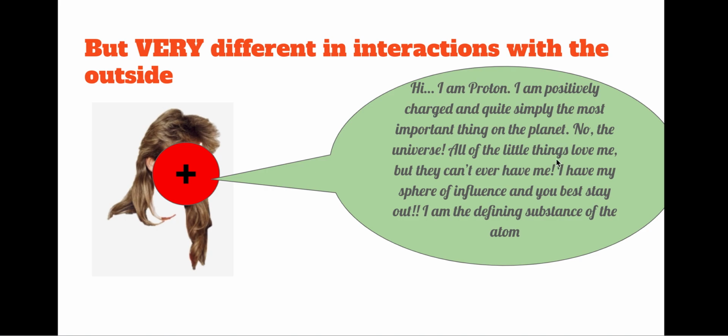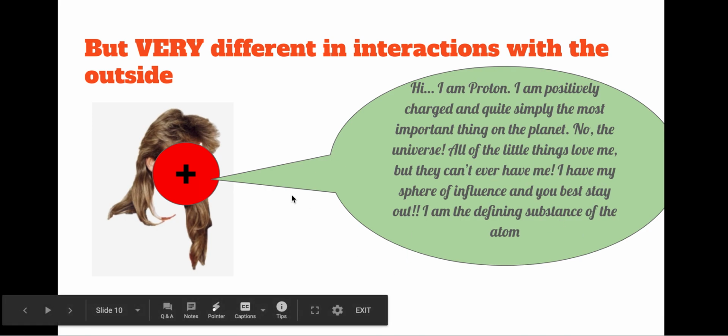Electrons are attracted to him. All the little things love me. Those are the electrons that love him. But they can never have me because they can't come that close. Sphere of influence, that's the atom itself and the region that positive charge will affect.